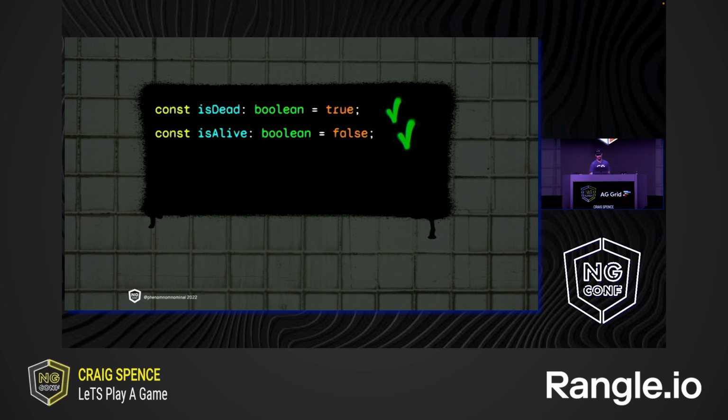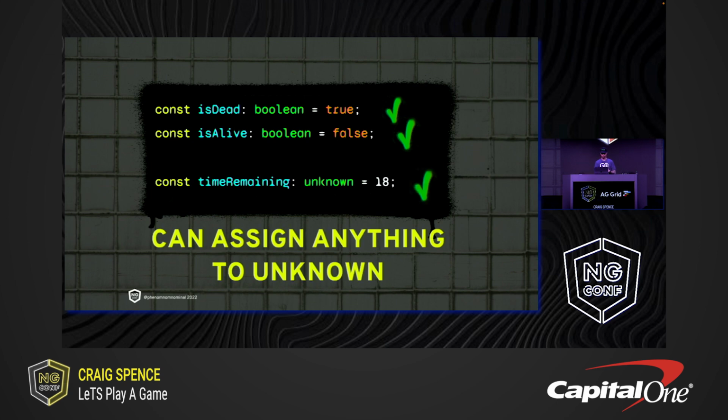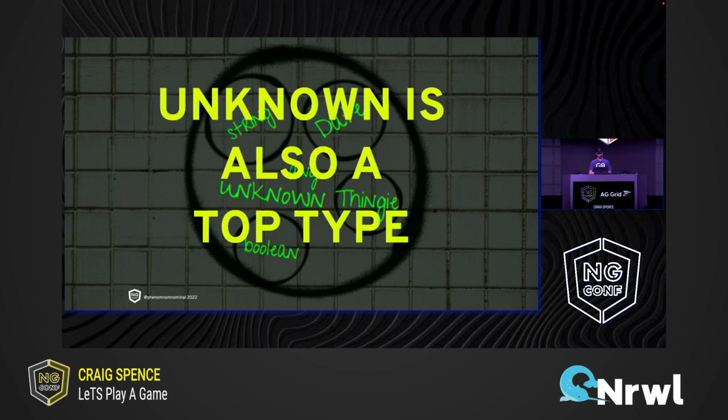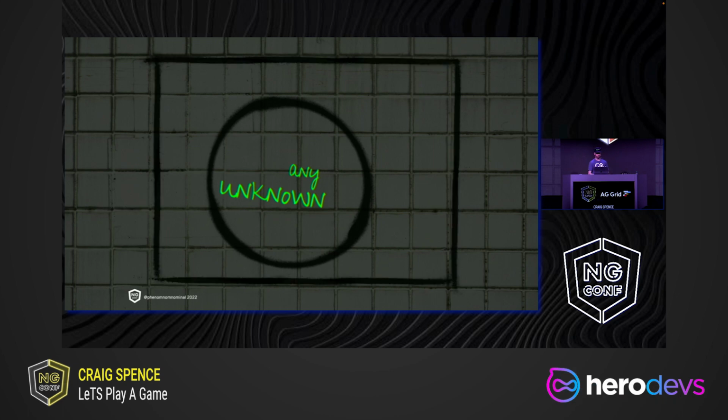TypeScript actually has two top types. Along with any, there's another called unknown. Any value can still be assigned to an unknown variable, but it's a little bit more restricted than any. Since unknown is also a top type, any value can be assigned to unknown, and it lives in the middle of the Venn diagram along with any. So unknown is also a top type. Okay, so top types are types that can have any valid value, and they live inside the circle.